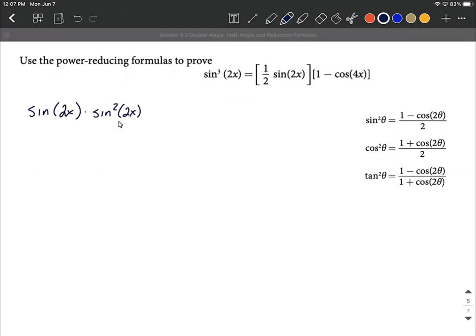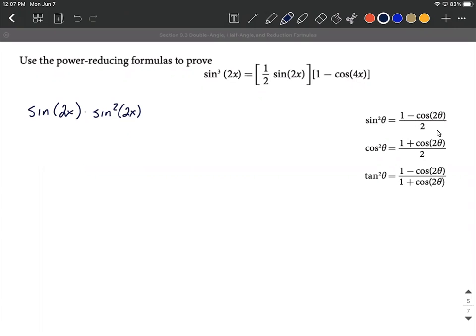Now, why I wanted to rewrite it this way is you'll notice our power reducing formulas all involve squares. So sine squared of theta, I'm going to use this formula over on the right-hand side. I'm going to replace, and our theta in this case is whatever's inside of our parentheses. So the second factor here, we have sine squared of 2x. I'm going to replace that using this power reducing formula.